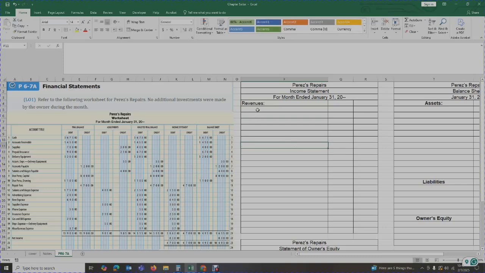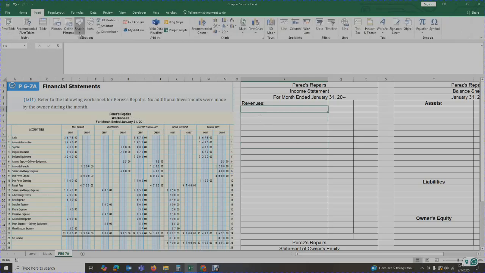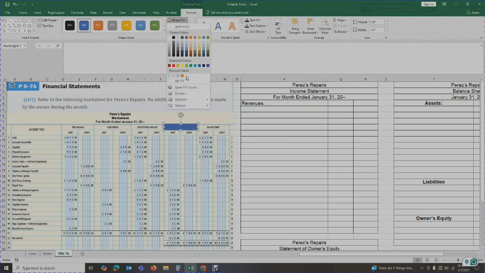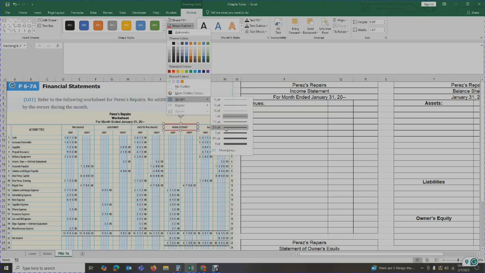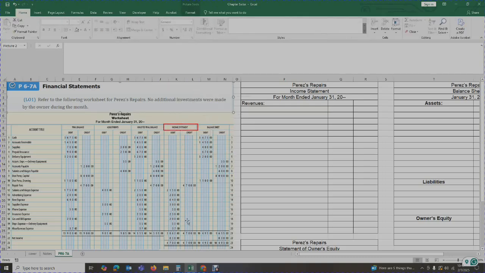So we're going to start off with the revenues. Now, if you look at the worksheet, we're going to focus right now on the income statement column. The data is coming from here, from the income statement. So we should be looking at these numbers. According to the problem, we only have one revenue account, which is your repair fees. And we have $4,700. Because we only have one, I'm going to take it to the very end.